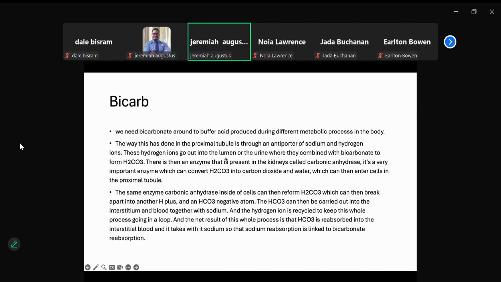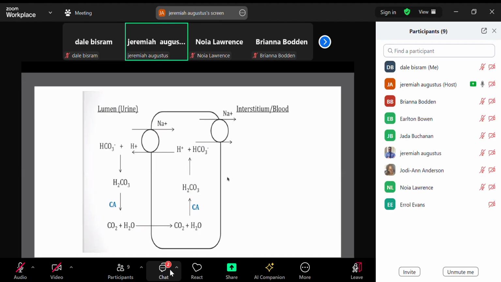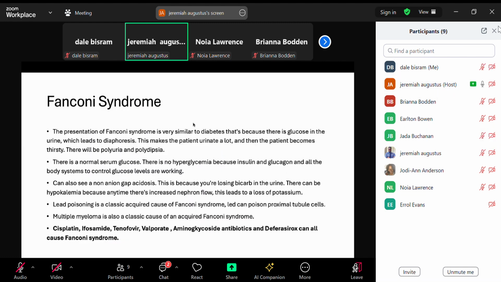All right, so next one. The bicarb now. We need bicarb. We don't really want to get rid of all the bicarb, because we need it to help with the acid-base balance. We need the bicarb to help with the acid that is produced every day. I'm just going to go to this slide with the acid because it's going to make sense. Hold on, somebody said something. All right, good.